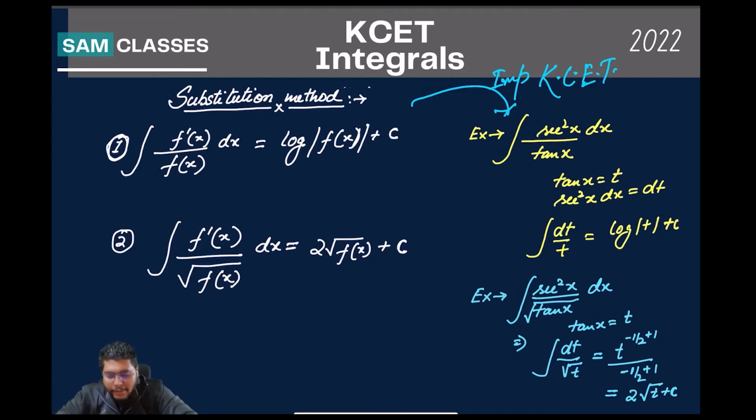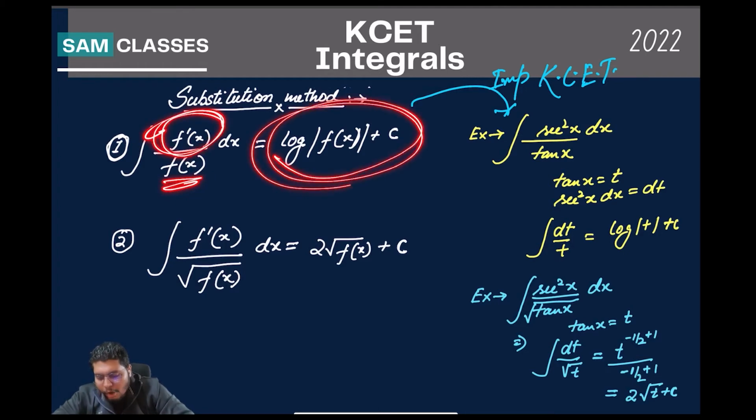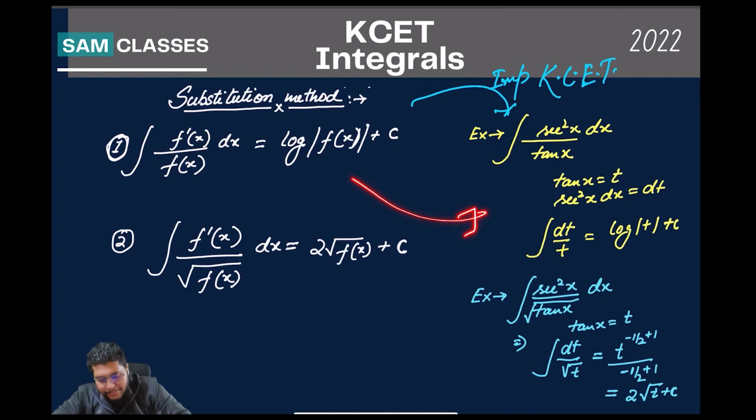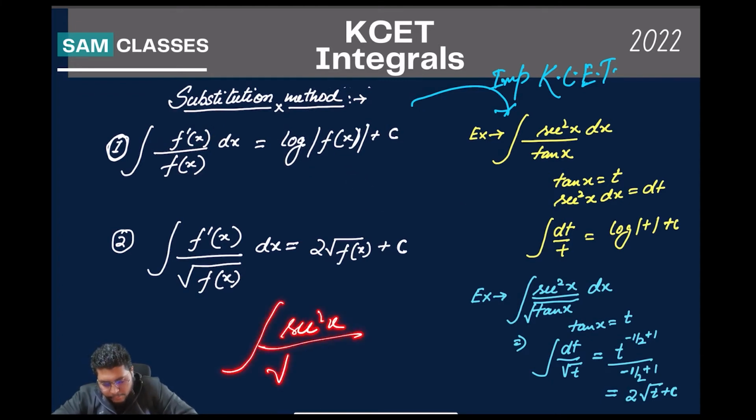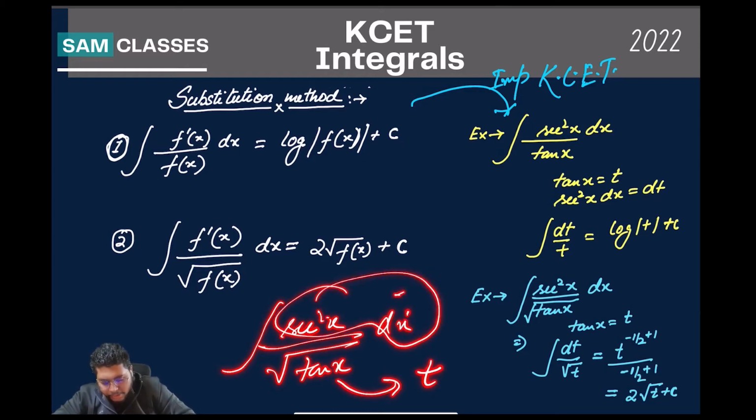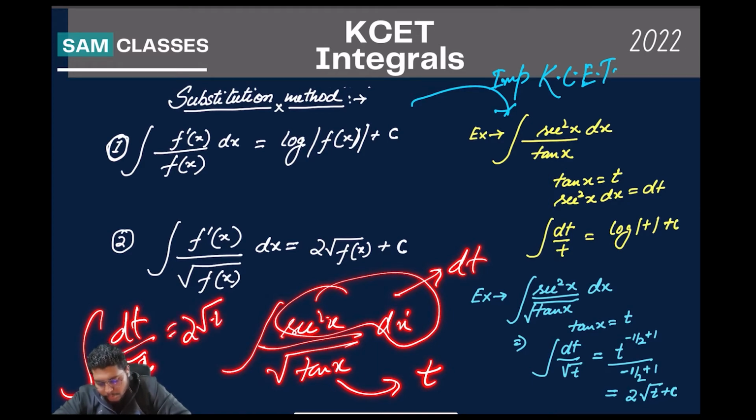See, what they're trying to say is, if you have a function f(x) and its derivative, then directly the answer will be log f(x). Let's take an example: you have secant square x on top and root tan x below. What can you do? Sir, I can take tan x as t. Then secant square x dx will become dt. So directly I can say integration dt by root t. Now you should remember, integration dt by root t is nothing but 2 root t.